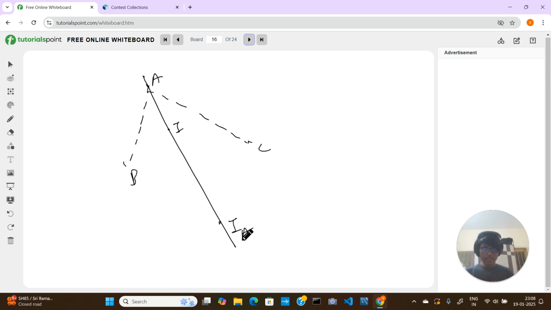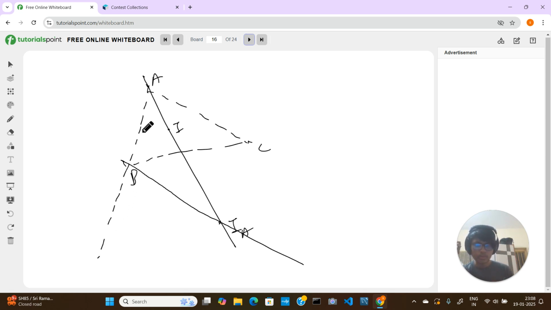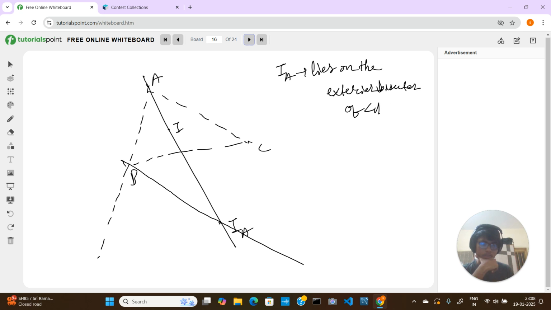But the problem is IA is the excenter. The thing is, you can construct it: IA lies on the exterior bisector of angle ABC. This you all know. But the problem is you cannot construct exterior bisectors. You can only construct interior bisectors.